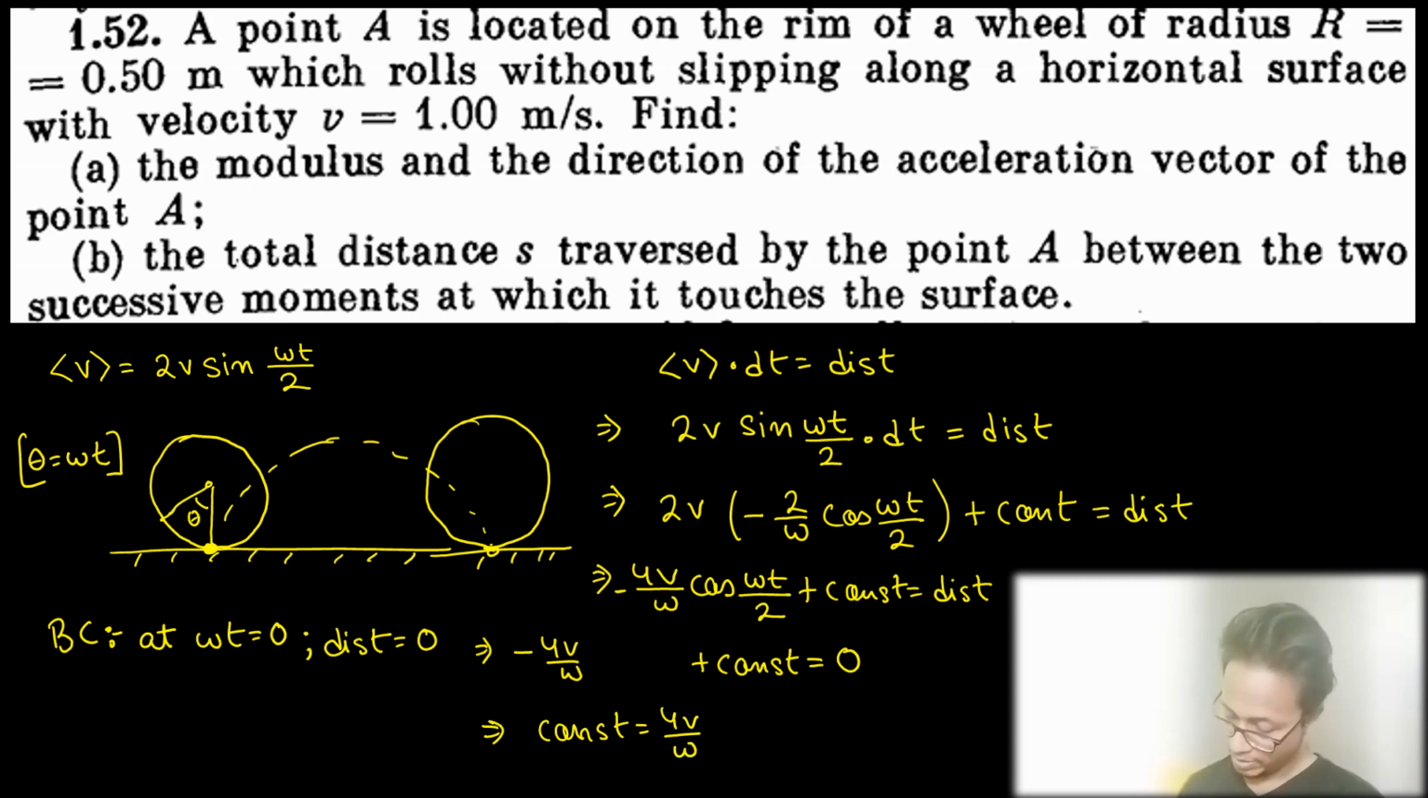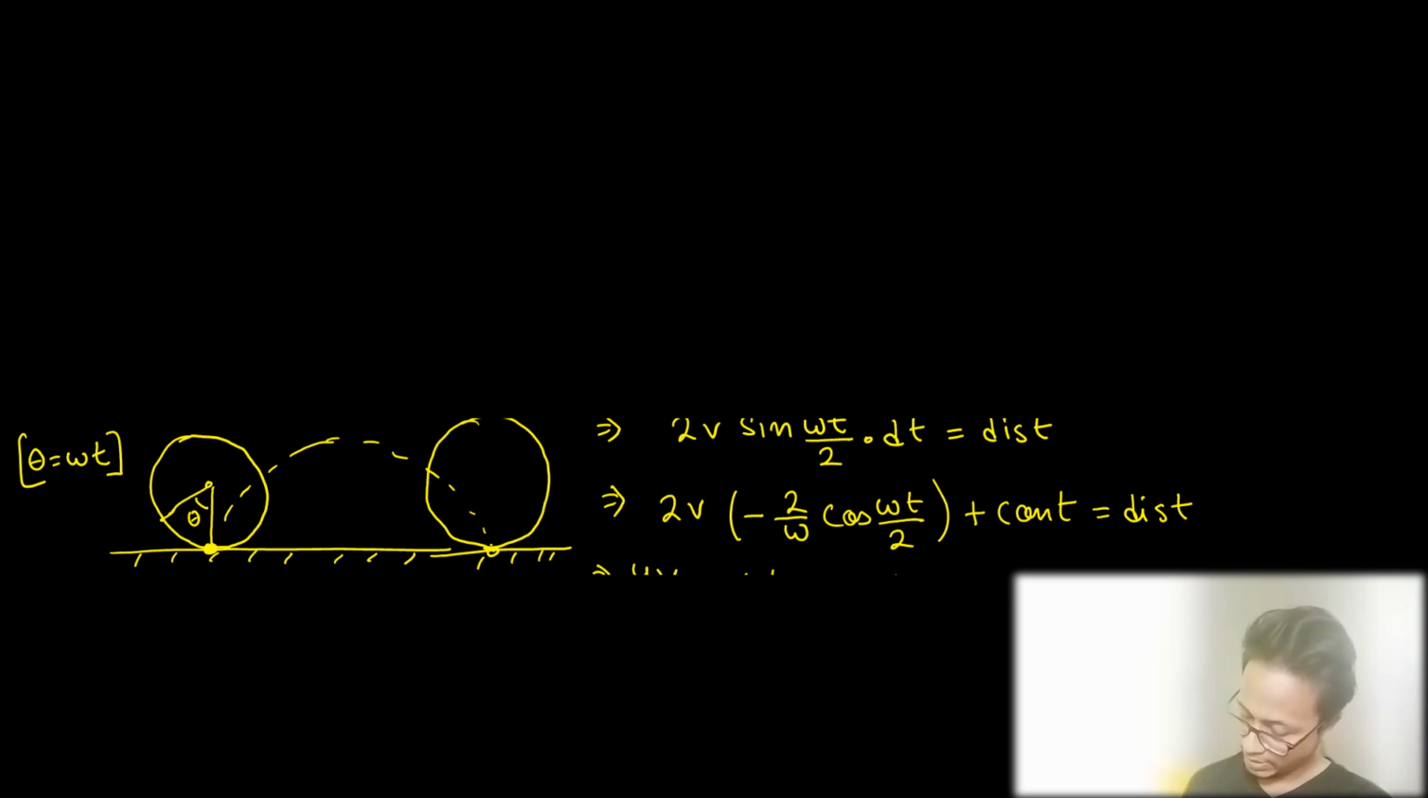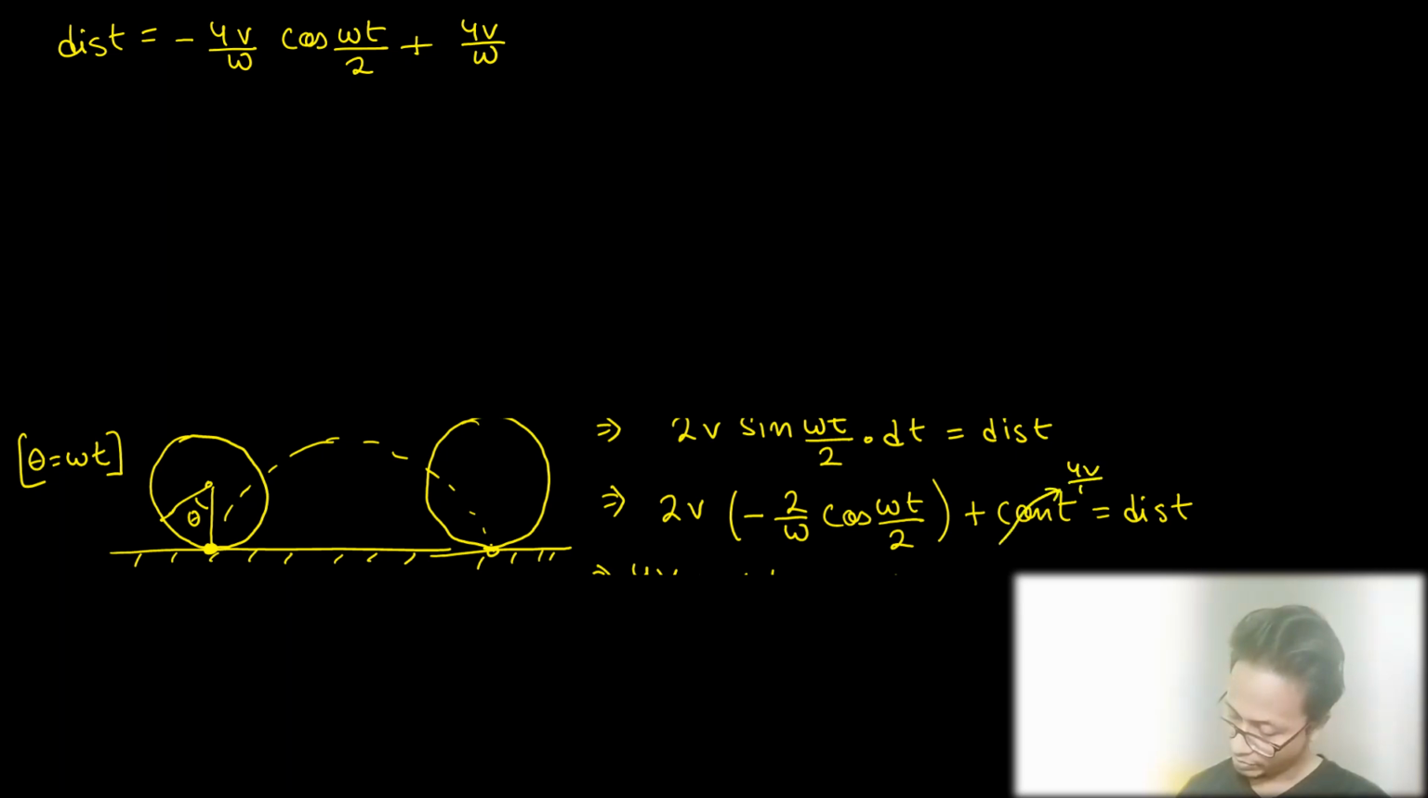Now when you put the value of this constant in this equation, what do I get? I get this constant is equal to 4v by omega. Our equation of distance becomes distance is equal to minus 4v by omega cos(omega t by 2) plus the value of the constant. The value of the constant was nothing but 4v by omega, as I did in the previous slide.